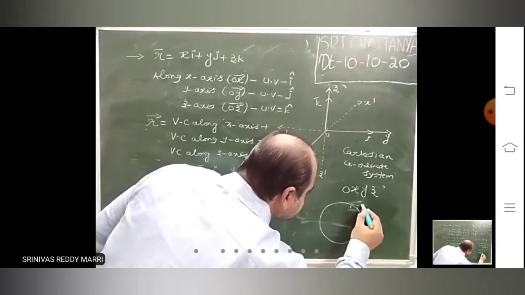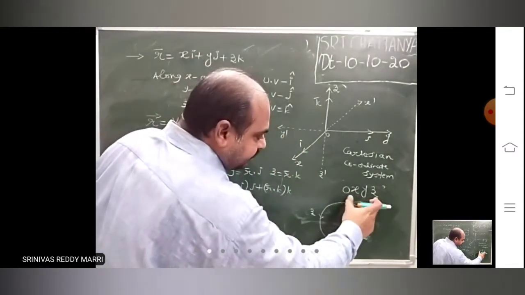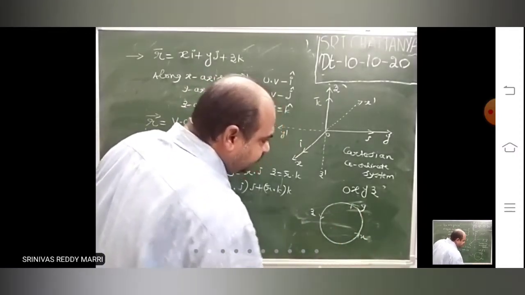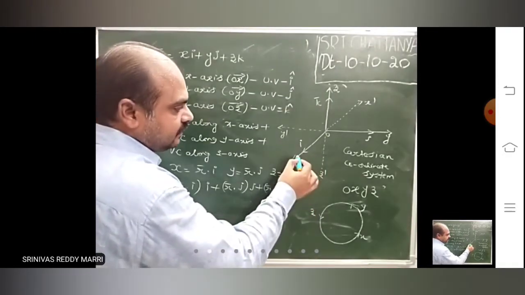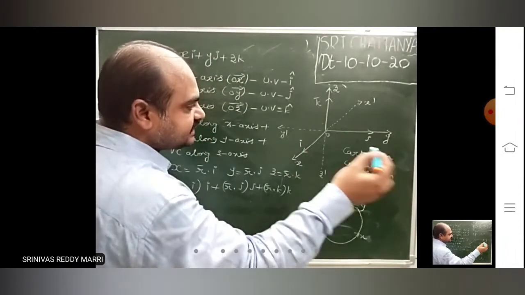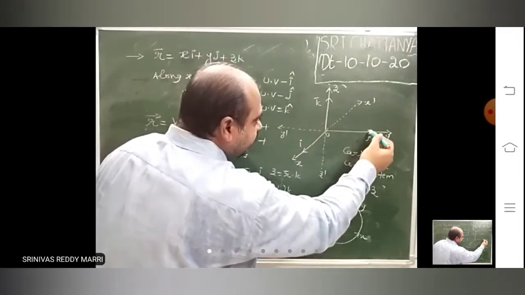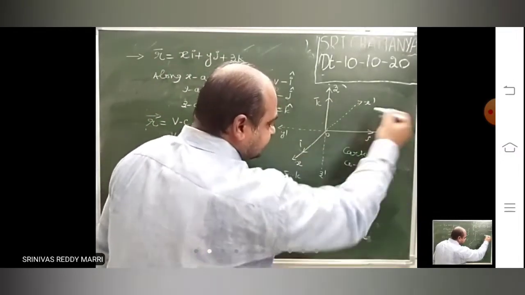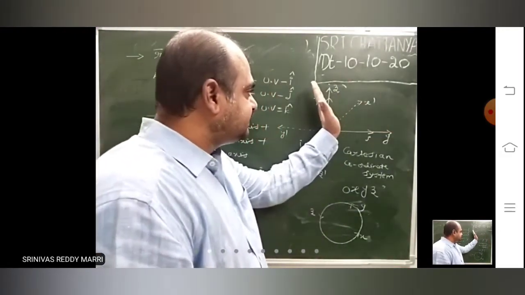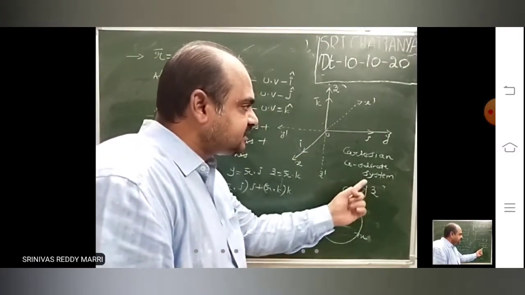X axis, Y axis, Z axis. It is the standard coordinate system. That means x to y anti-clockwise, y to z anti-clockwise, z to x anti-clockwise. Look at here: this is the x axis, this is the y axis, and this is the z axis. Look at x to y and y to z: anti-clockwise order will be there. This is the standard form of the coordinate system.